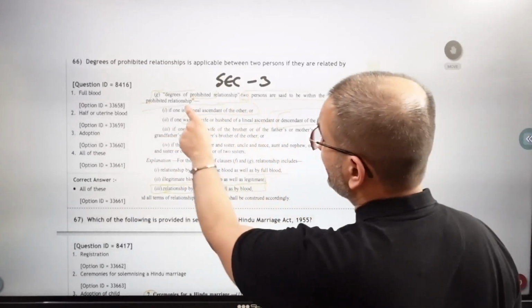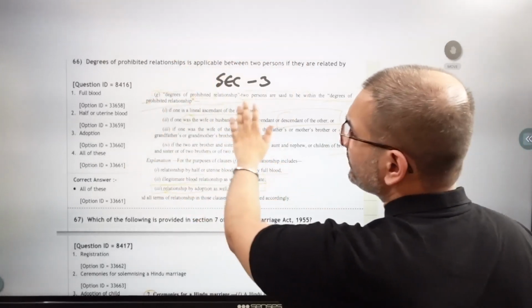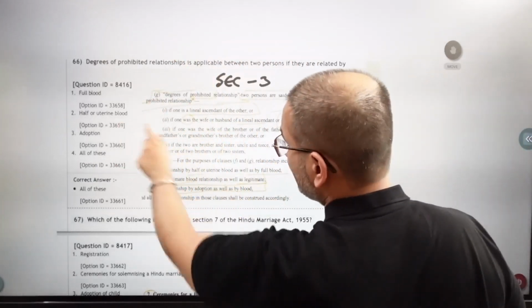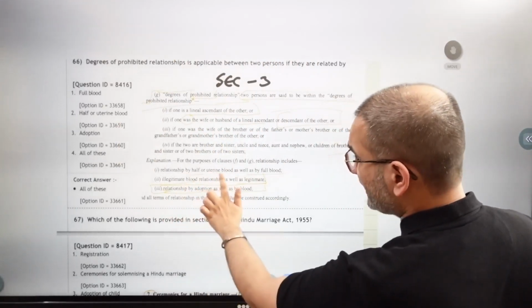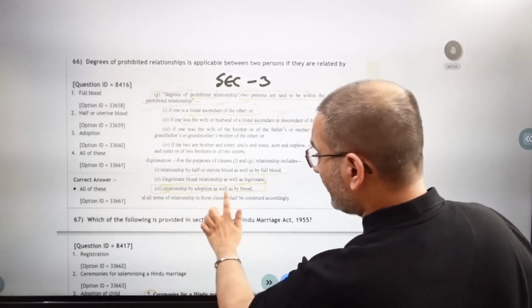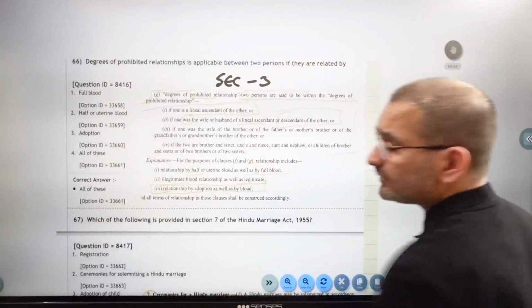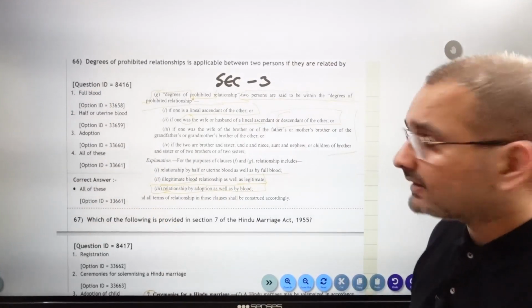Now, section 3 of the Hindu Marriage Act, and in fact even the Special Marriage Act must have given this. These are prohibited relationships, right? It will explain to you relationship by half or uterine blood as well as by full blood, right? Relationship by adoption as well as blood. The question is made, and therefore the correct option is option D.